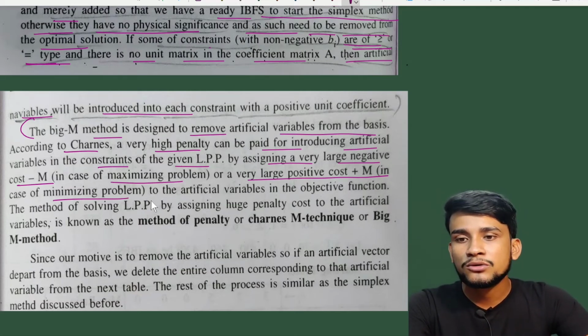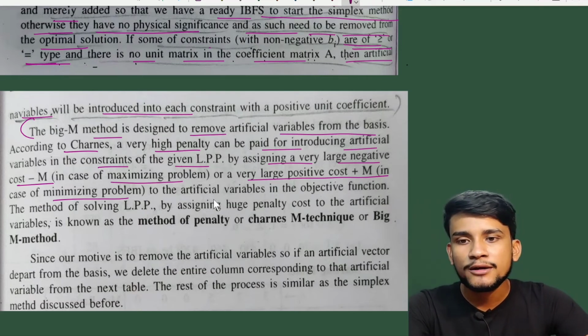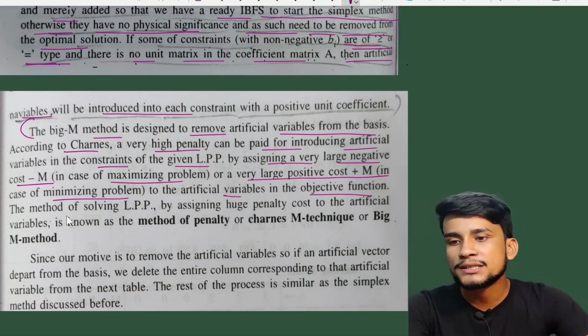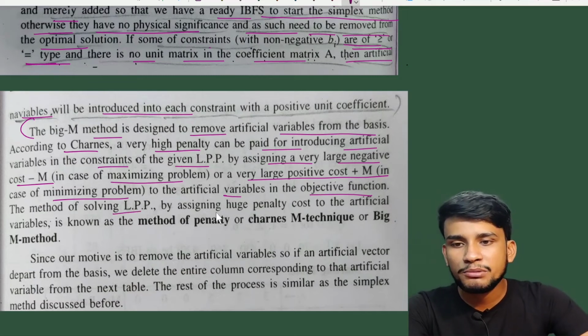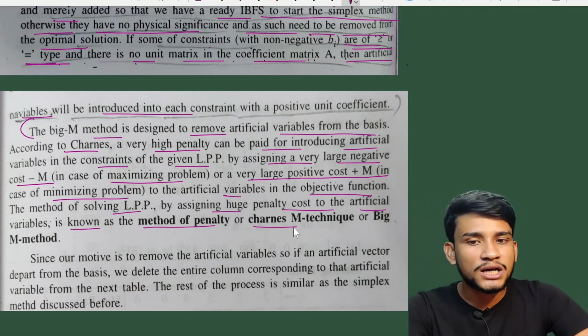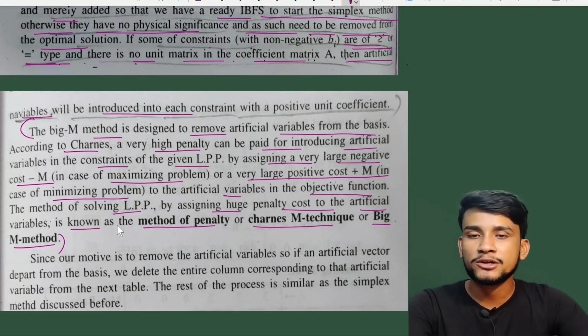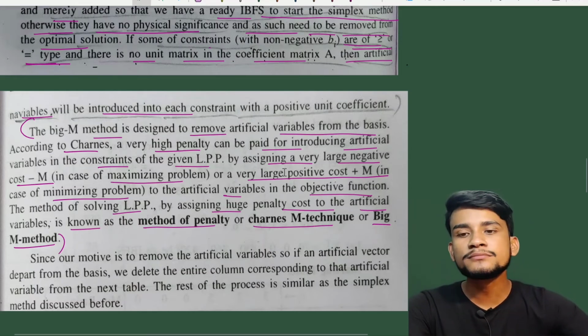So my suggestion is that first we convert the LPP to the standard form, that is, to the maximization problem, with the artificial variable in the objective function. The method of solving LPP by assigning a huge penalty cost to the artificial variable is known as the method of penalty, or Charnes M technique, or big M method. This is the story behind the Charnes big M method.